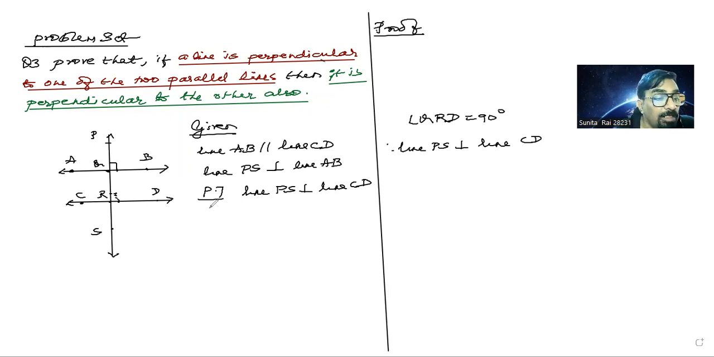So now how will we show this QRD is 90 degrees, children? How will you show this QRD is 90 degrees? Look, the given information is a hint. They have given two parallel lines AB and CD.